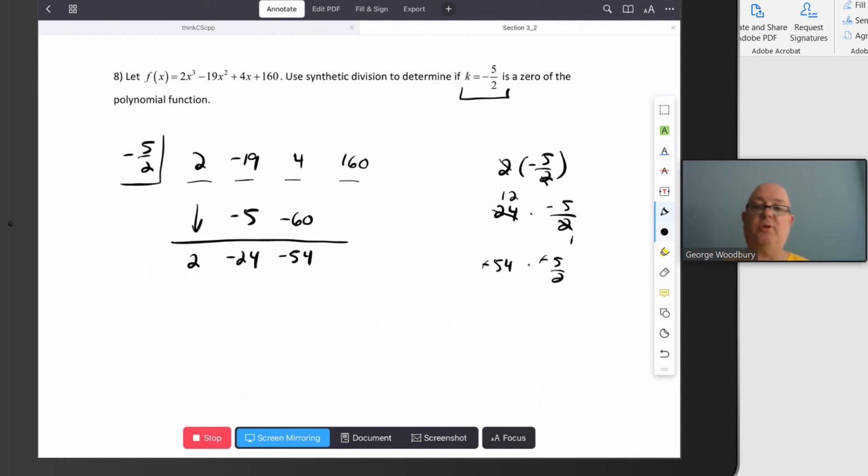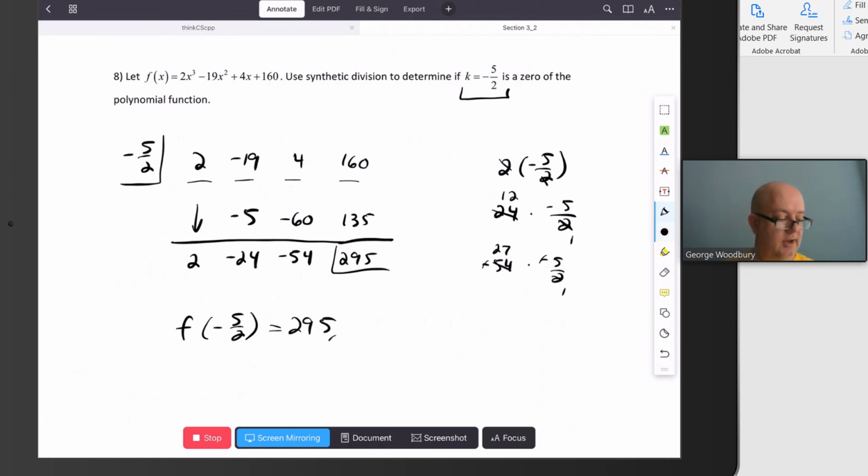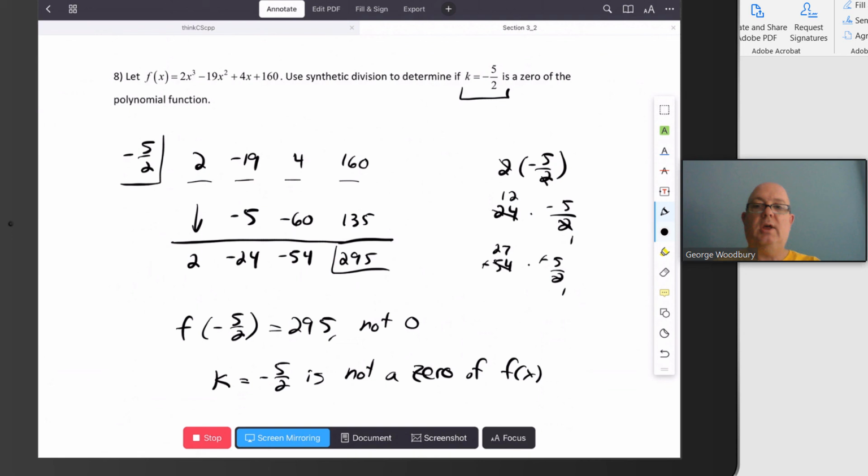The negative numbers multiply to be positive. 2 divides into 54 27 times. 27 times 5 is 135. And when we add these together, 160 plus 135 is 295. That remainder is not 0. f of negative 5 halves equals 295, not 0. k equals negative 5 halves is not a 0 of f of x.